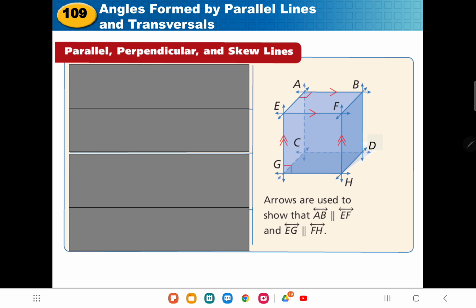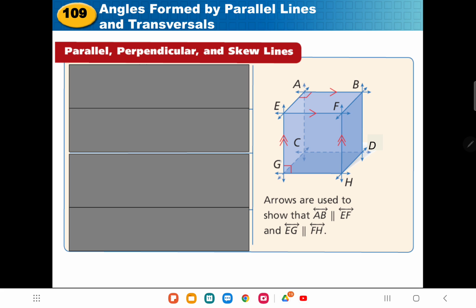So first, we'd like to look at angles that are formed by parallel lines and transversals by looking at this cuboid figure. Please note that in this figure, we have two pairs of lines that are labeled as parallel. Line AB and line EF both have one arrow on them to show that they are parallel to each other. And lines GE and HF both have two arrowheads on them to show that they are parallel to each other, but not to lines AB and EF.